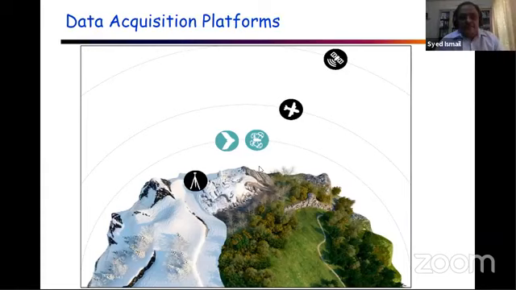Please. Then we have the conventional surveying techniques. These are the mainstream data acquisition platforms, but drone has surfaced very recently, which is in between, say, aeroplane and ground survey. And this has been coming up very strongly in many countries because, next slide, I'll explain.